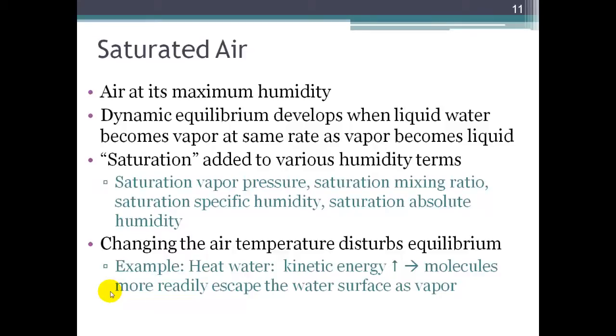So we can add the word saturation to these different measures of humidity, like saturation vapor pressure, saturation mixing ratio, and so on. Now, it's complicated to talk about saturation and humidity in the atmosphere because there's so many variables that change. For example, if you change the air temperature, it will disturb this equilibrium. It will change the saturation.